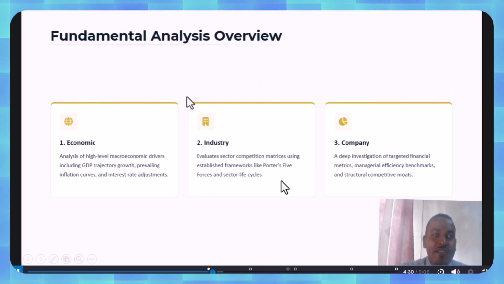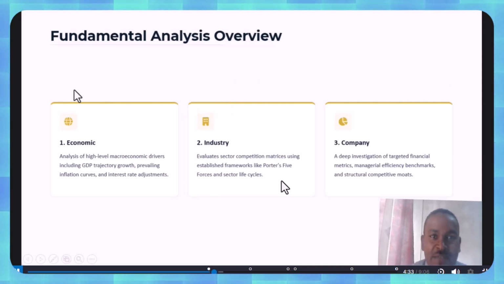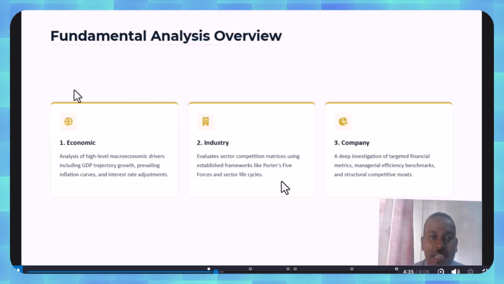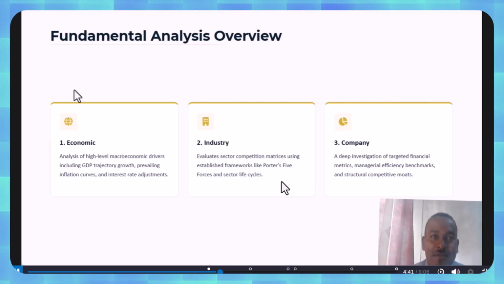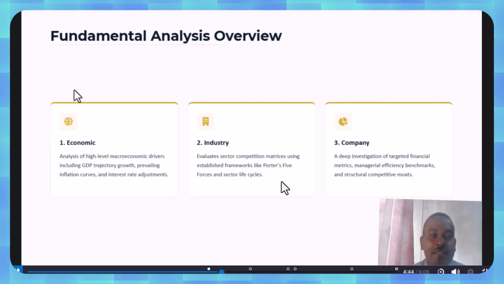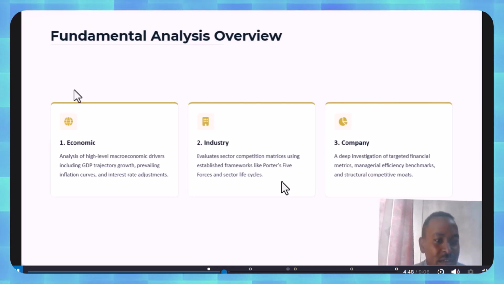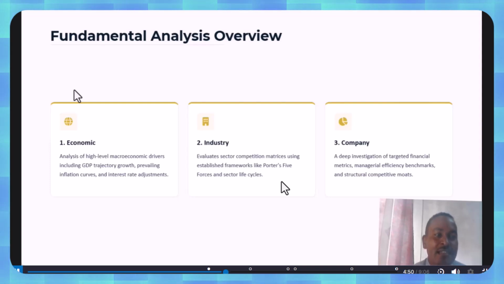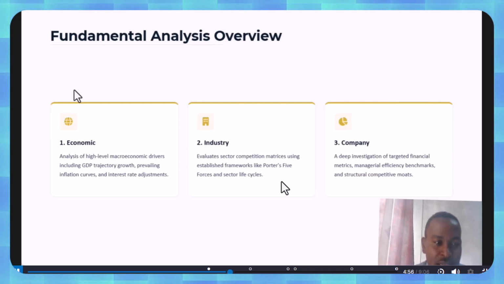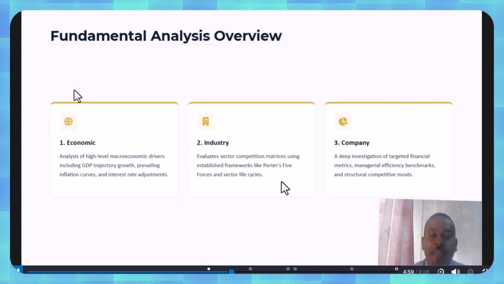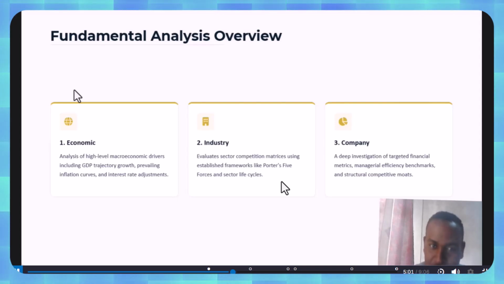Let's see the first one, Sarah's approach, which is fundamental analysis. In fundamental analysis, we do three analyses to determine the intrinsic value of the security. We do economic analysis, industry analysis, and company analysis. In economic analysis, we do what? Analysis of high-level macroeconomic drivers, including GDP, inflation, and interest rate situations.